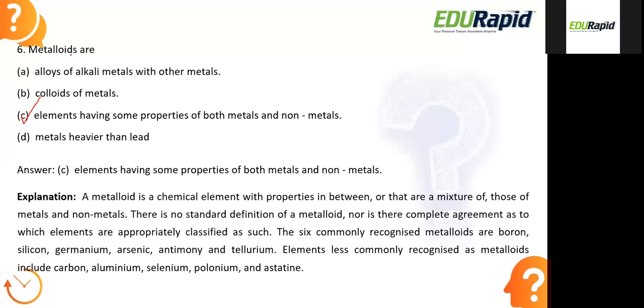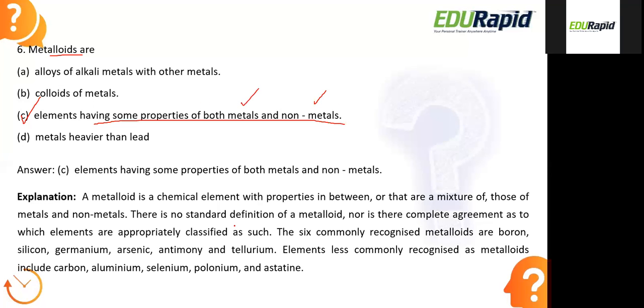Metalloids are the ones which have the properties of both metals and non-metals. Metalloids usually separate the metals from the non-metals in our modern periodic table. Looking at the modern periodic table, on the left hand side we have all the metals, and on the right hand side we get all the non-metals. In between them, in a zigzag way, we have the metalloids. Metalloids show us the properties of both metals and non-metals. That is what we call a metalloid.